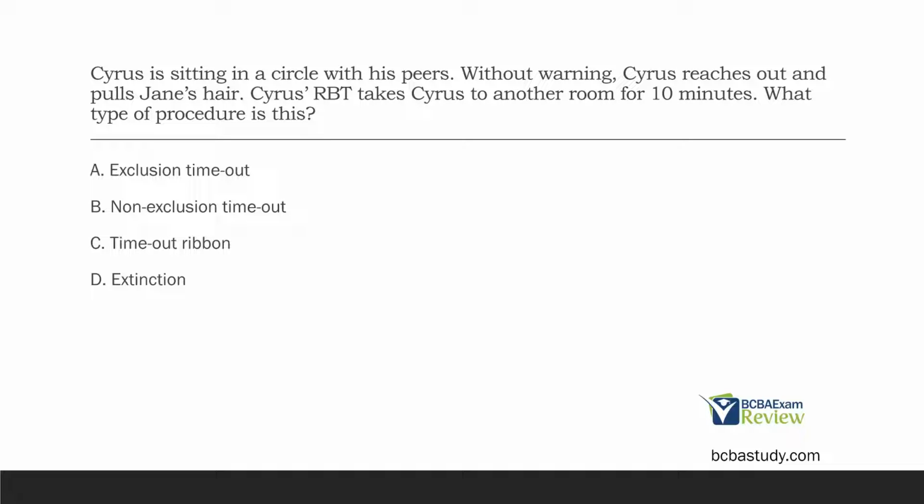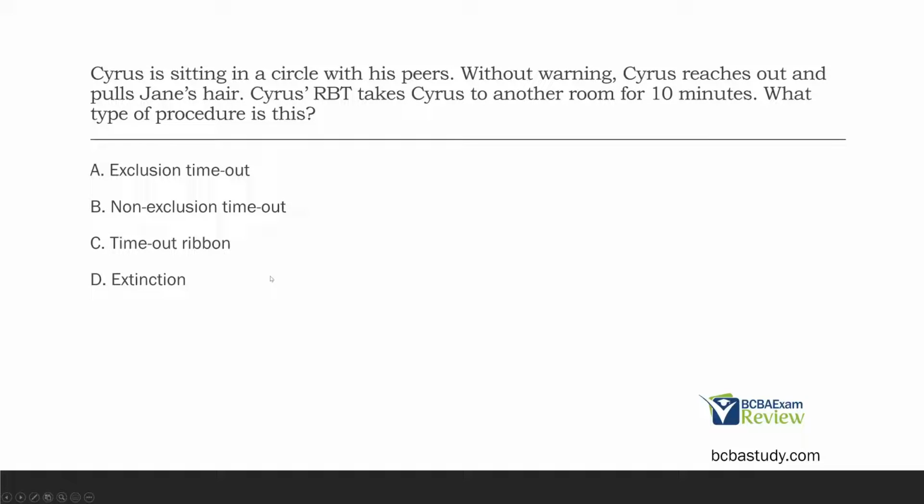So what has the RBT done? Well, 1, they've removed Cyrus from the room altogether. And 2, they did it for a certain amount of time. So this looks like a timeout. In ABA, we have different types of timeout. We have exclusion timeout, non-exclusion timeout, timeout ribbon, and a couple others. So what kind of timeout are we using here?